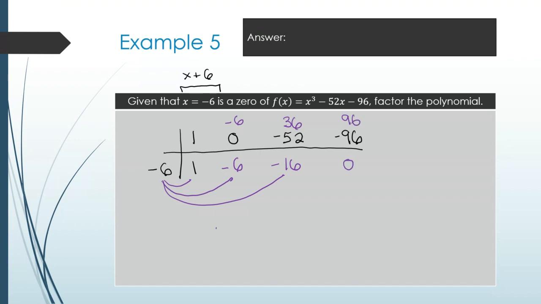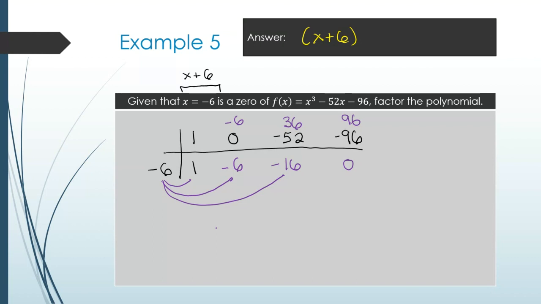So we got a 0. X equals negative 6 is a 0, so that's why we got 0 at the end. If we didn't, then that would mean it's not a 0 and they lied to us, or we made a mistake. So we divided. We know one of our factors is x plus 6, so I'm going to write that up here. And now let's take a look at what we have left over.